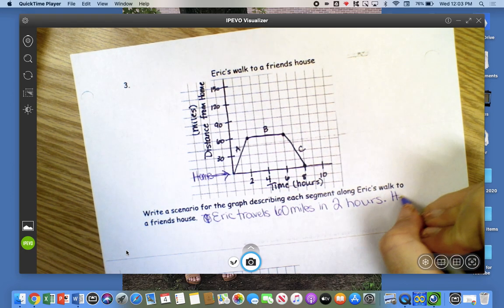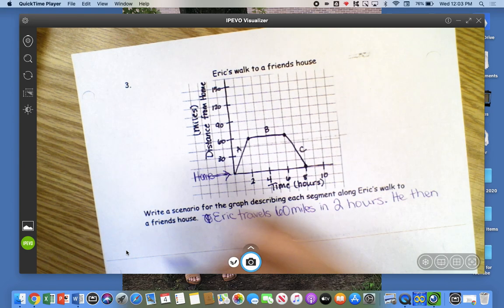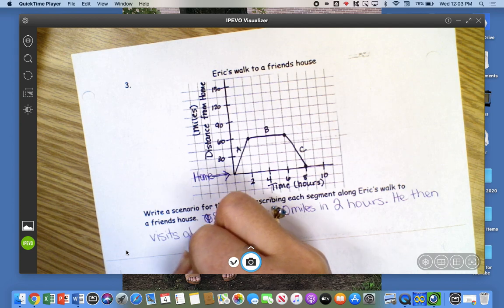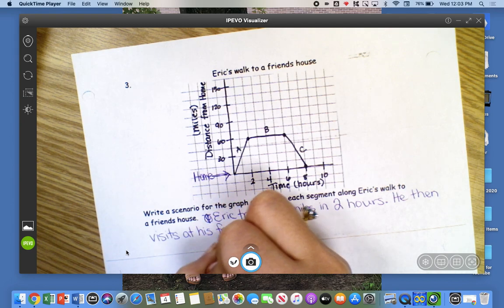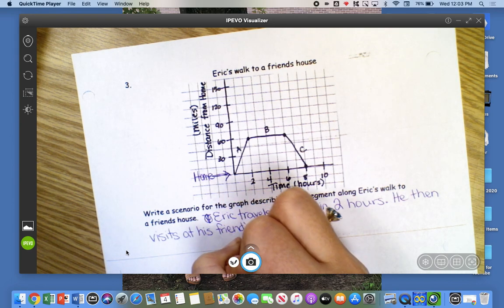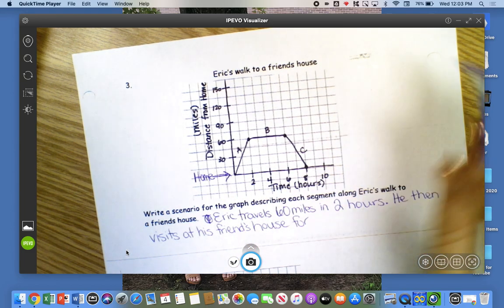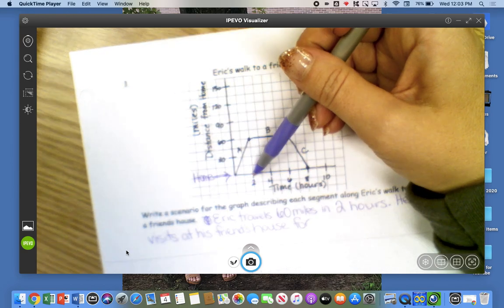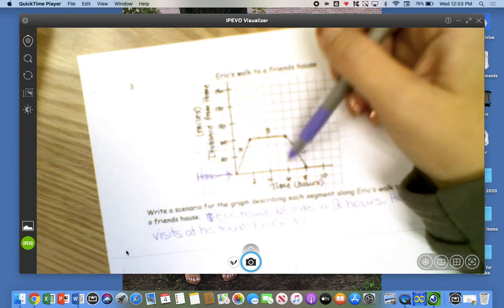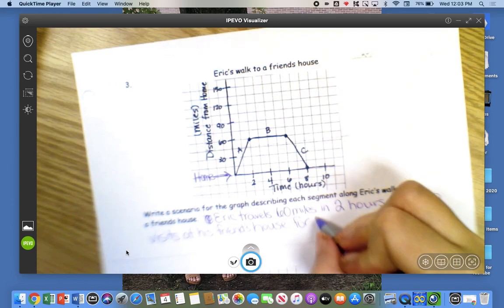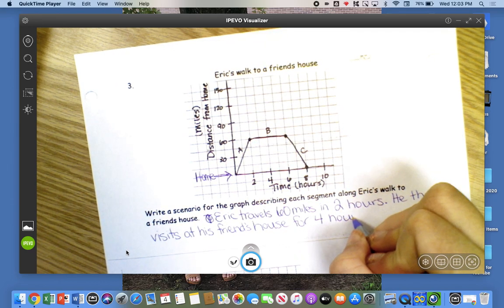So then we would say he then visits at his friend's house for, how long was he there? From hour 2 to hour 6. So the length of this is 4 hours. So he was at his friend's house for 4 hours.